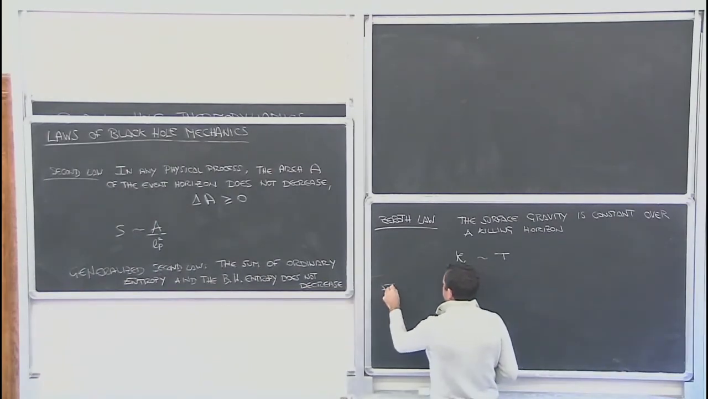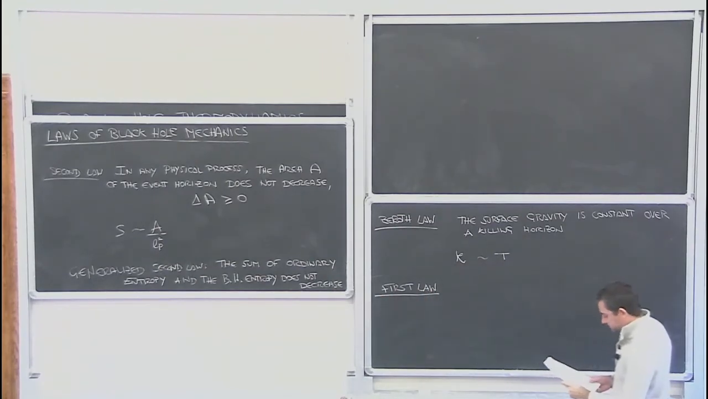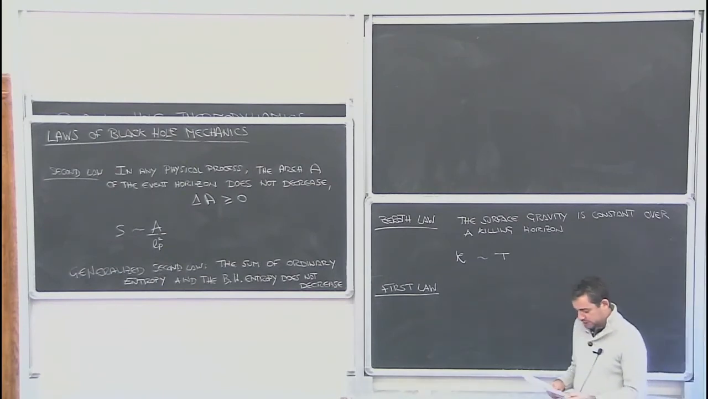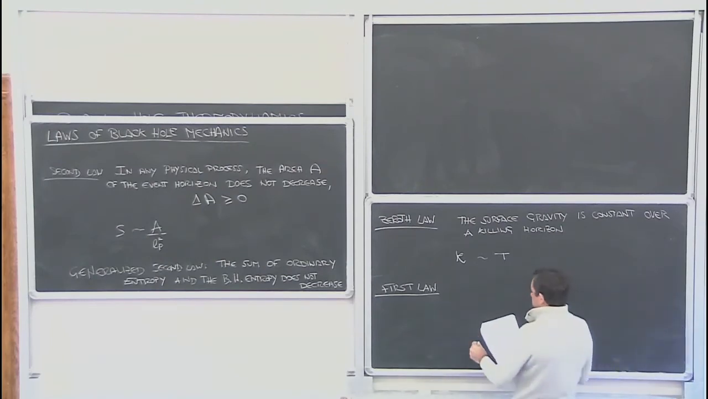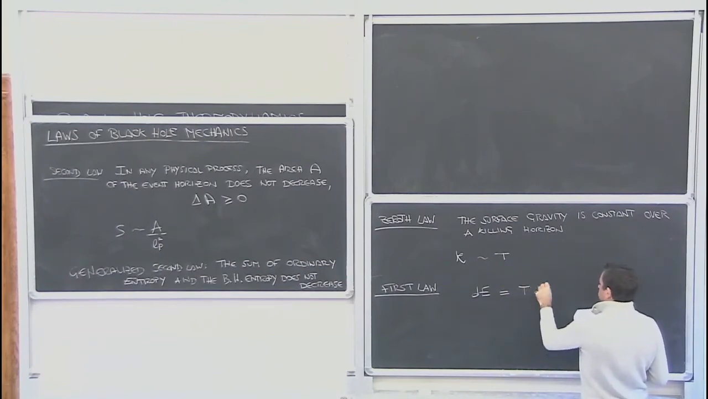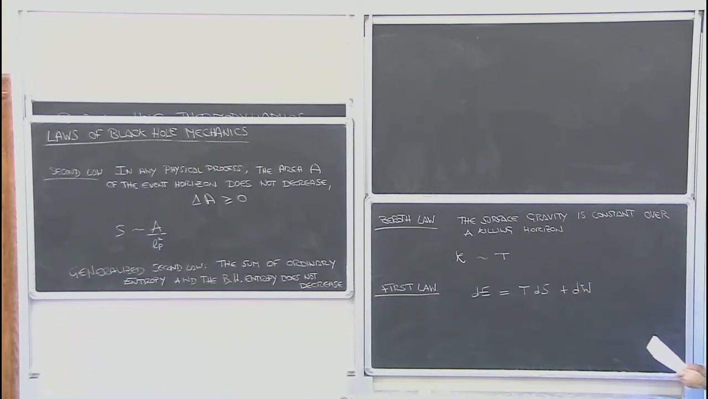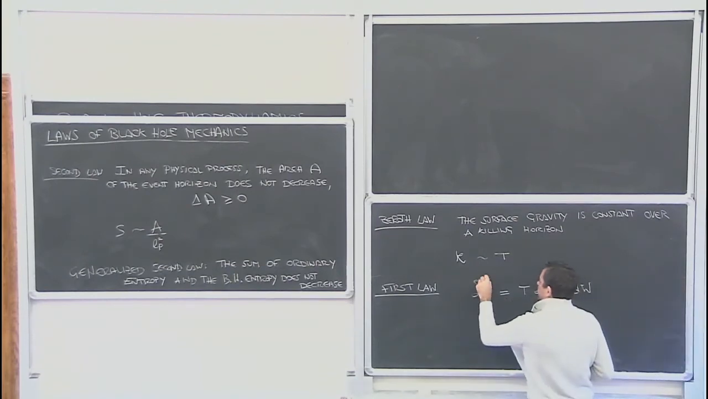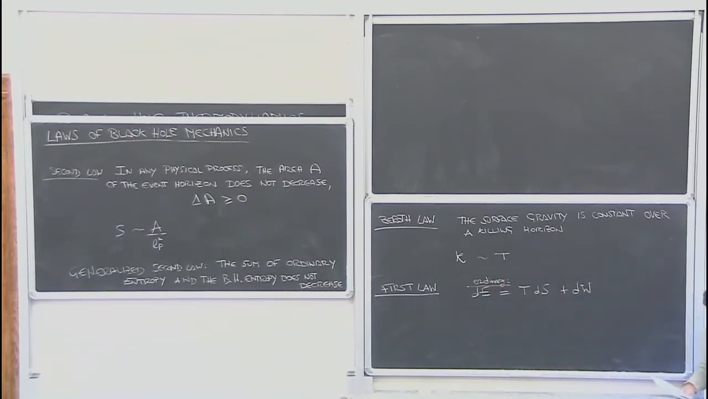Let's come to the first law. The first law is basically conservation of energy. And in ordinary thermodynamics, we can express it in this way. A variation of the energy of the system is related to a variation of the entropy plus the work that we do on the system. So this is the ordinary first law of thermodynamics.